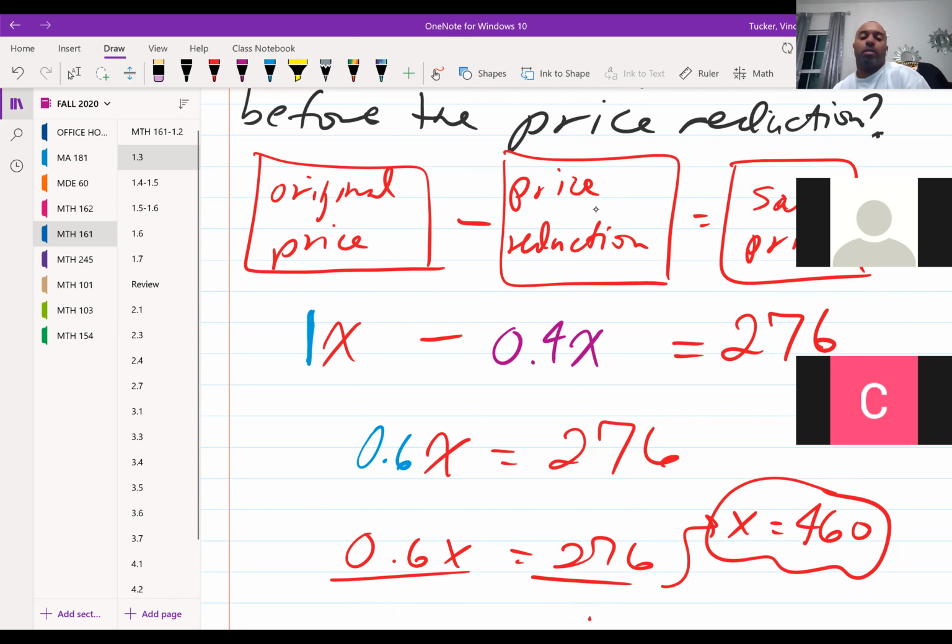All right. And then from there, once you have 0.6x equal to 276, go ahead and divide both sides by 0.6. And 460 would be the answer. So $460 would be the original price.